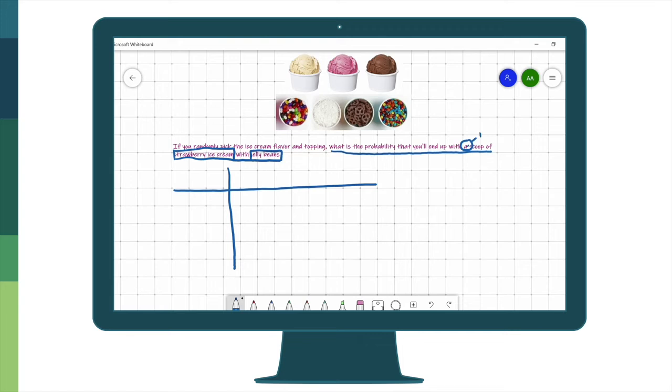And on our table, we're going to write our ice cream flavors. We have vanilla, strawberry, and chocolate. And you're more than welcome to write these out in your notes. Mrs. Allen is just going to go ahead and put abbreviations here.